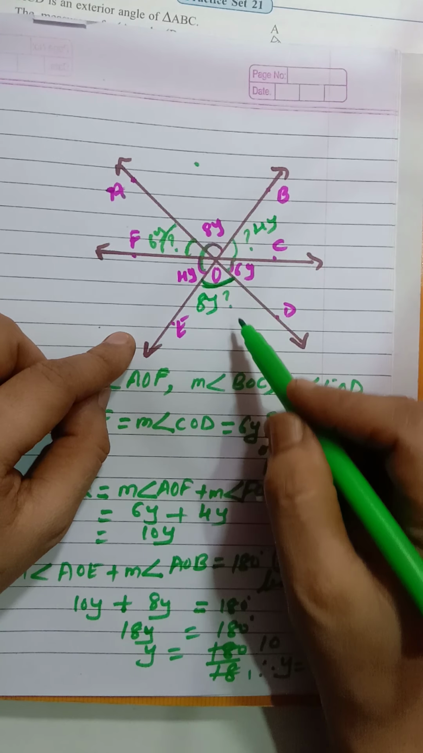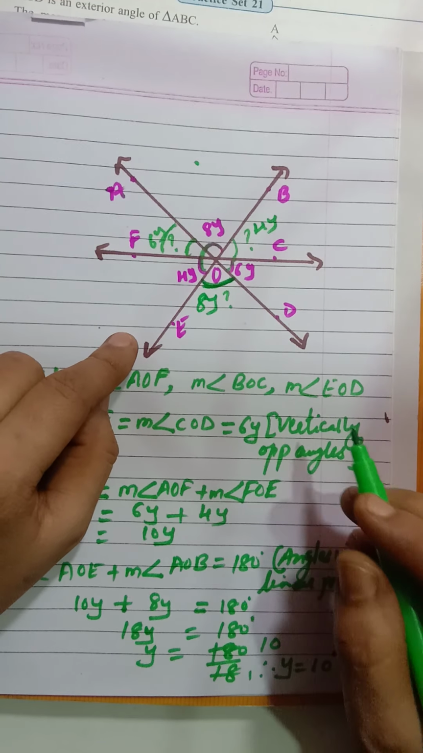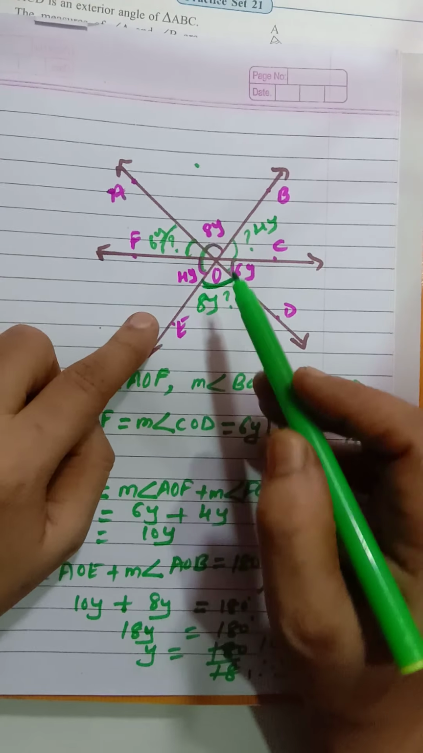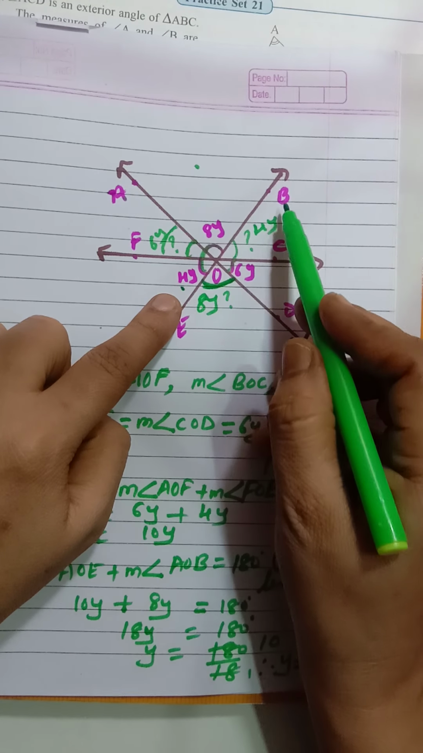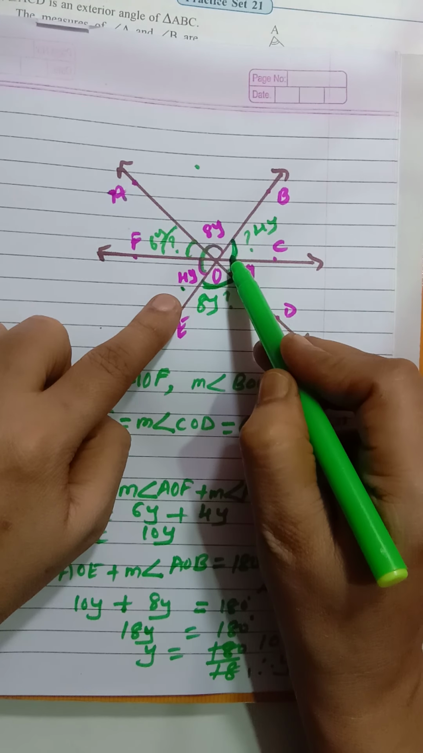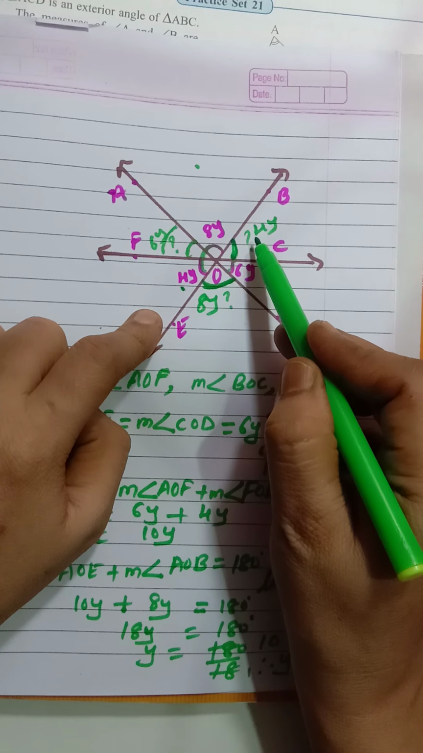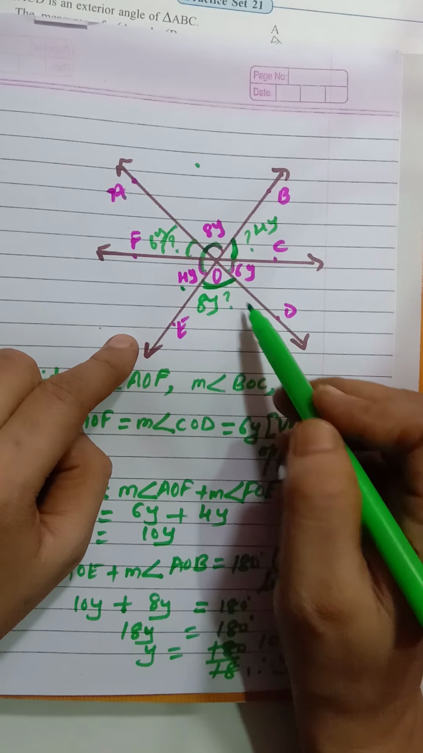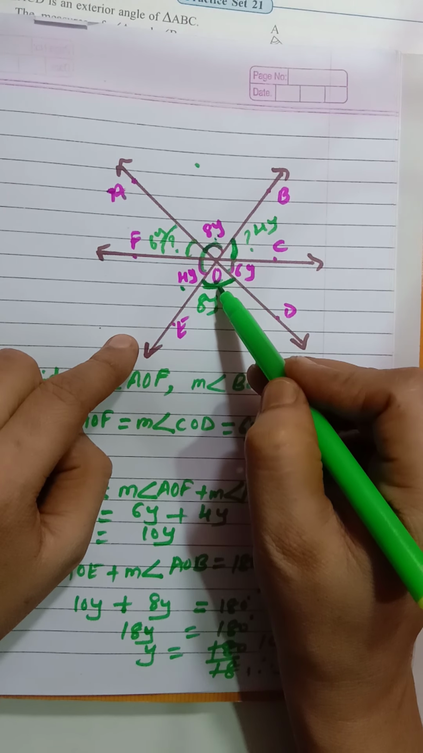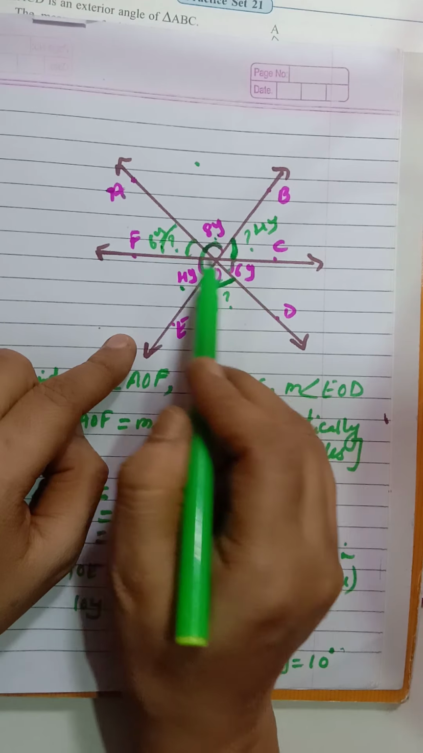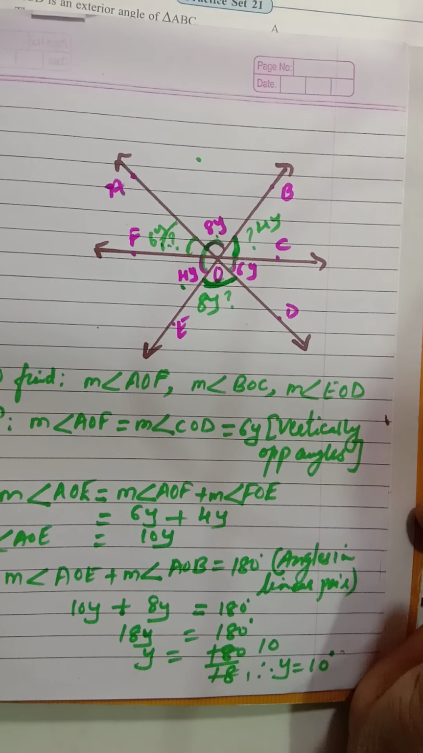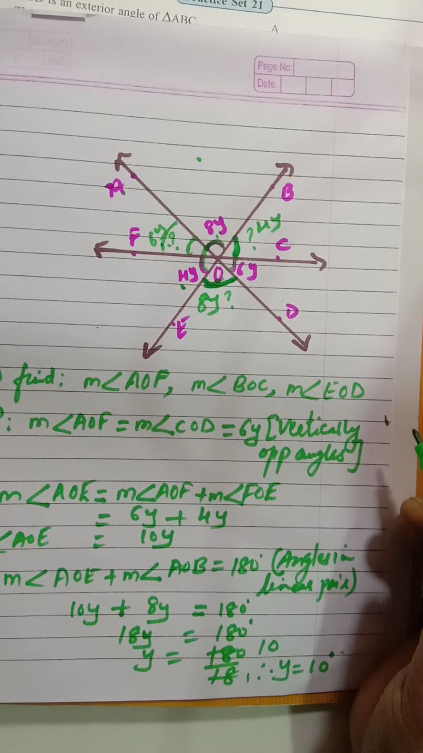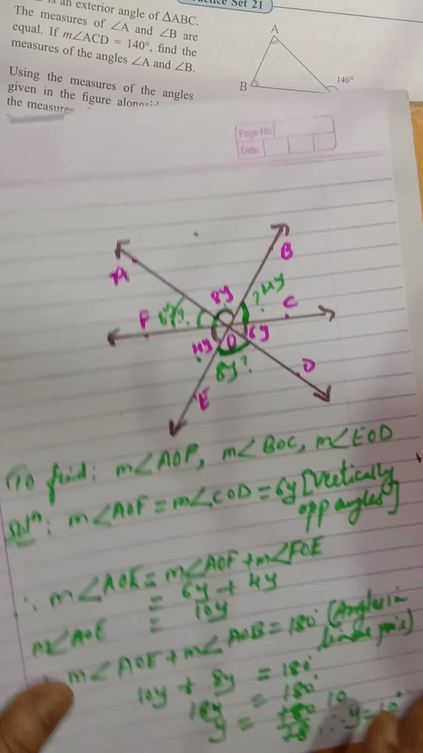Why? Because they are vertically opposite. This will be 8y. I hope this is clear to you children. This angle is 4y. So angle BOC, this angle also will be 4y because they are vertically opposite. This angle AOB is 8y. So EOD also will be 8y because they are vertically opposite. And this angle and this angle both are 6y. They are also vertically opposite. Now let us find the value by substituting the value of y. So we'll write here, we'll continue.